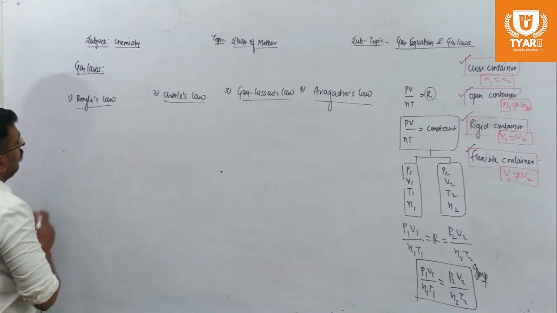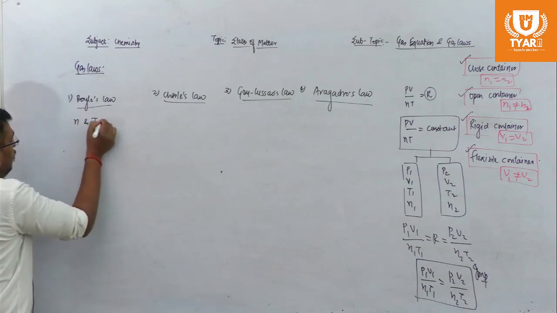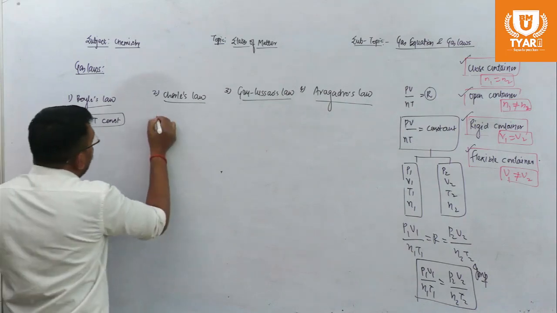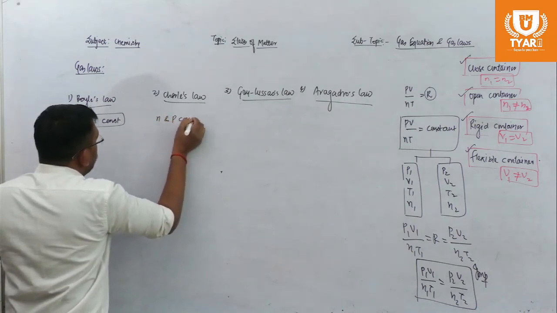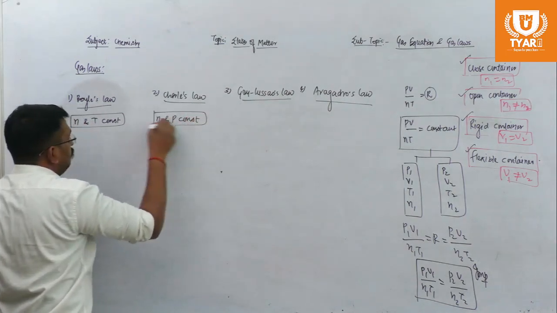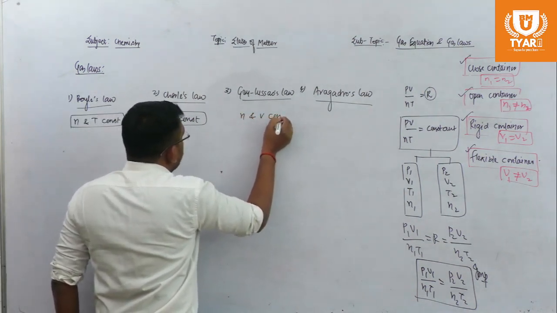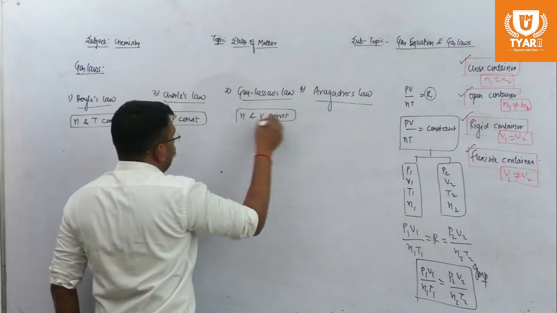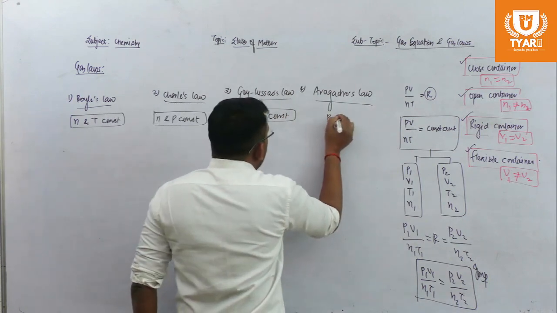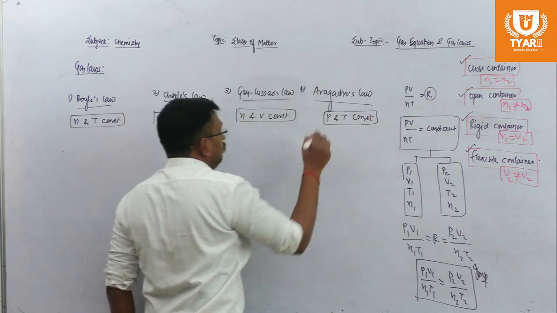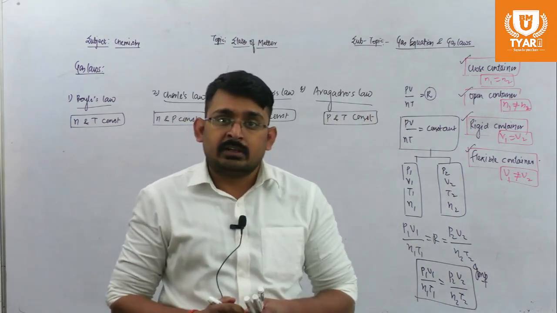What are the conditions for Boyle's law? n and T constant. Here, n and P constant. Here, n and V constant. Here, P and T constant. Okay.